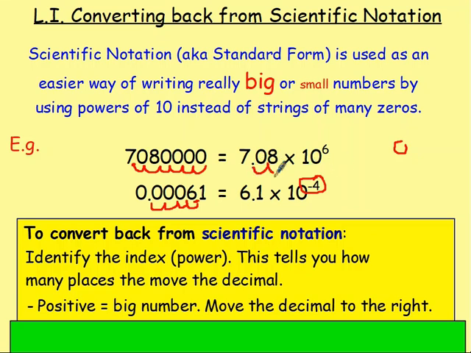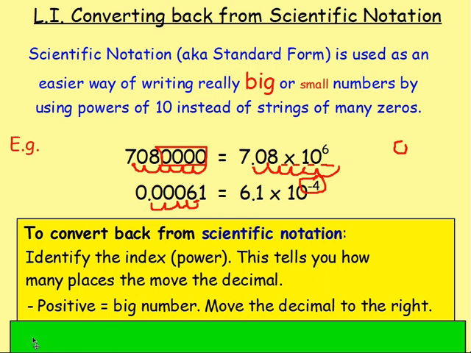So we would imagine it as 1, 2, 3, 4, 5, 6 places over. So we'd have the 7, then the 0, then the 8, and because we'd have 1, 2, 3, 4 places left, we fill in 4 zeros. So we'd have 7, 0, 8, and then 4 zeros. With the negative, what do you think you do with a negative, Kai?